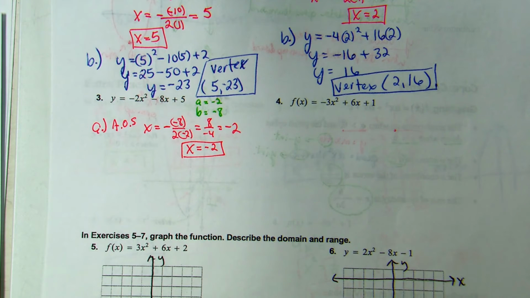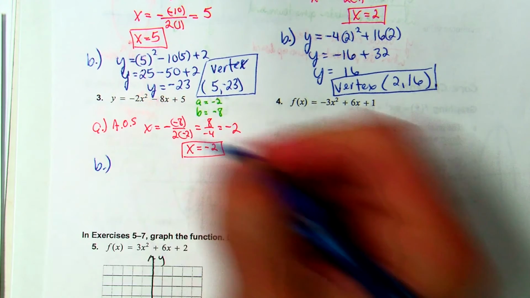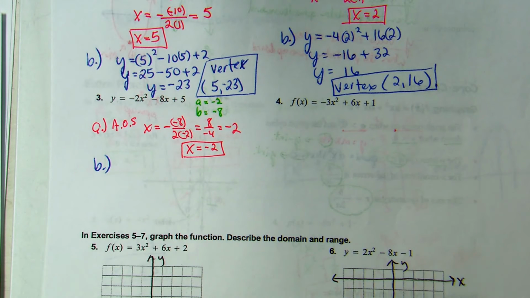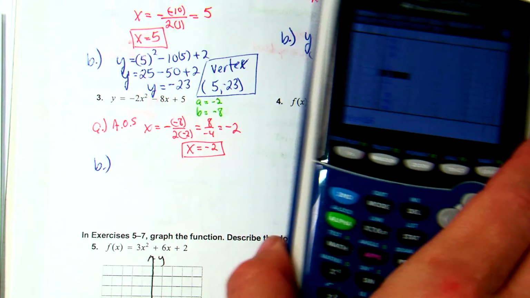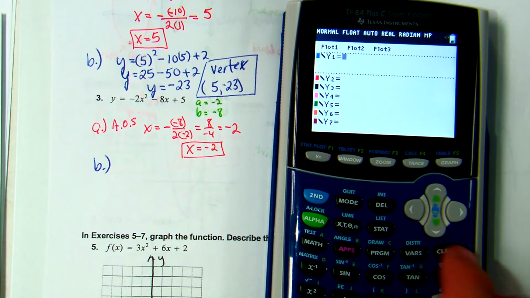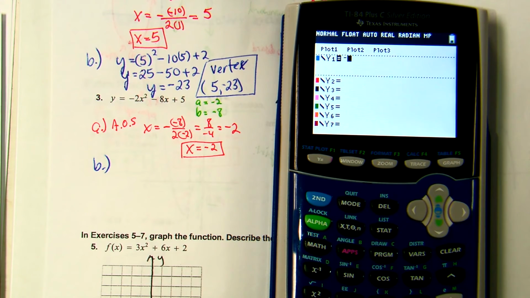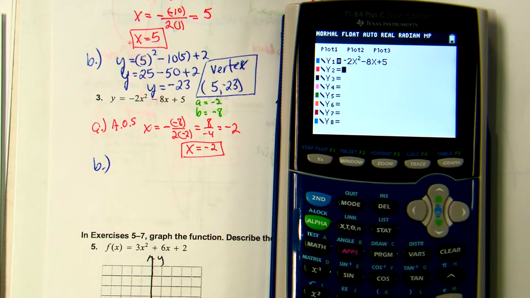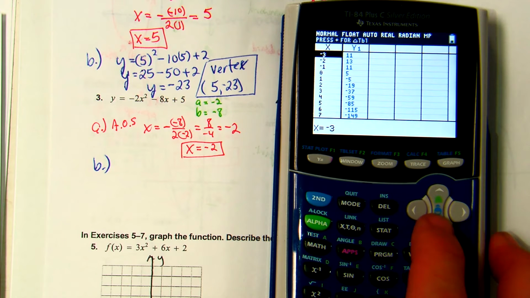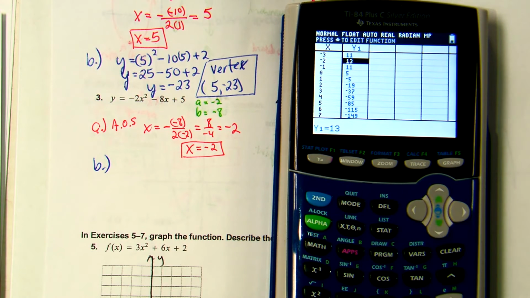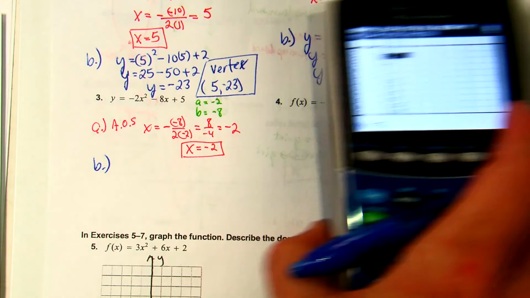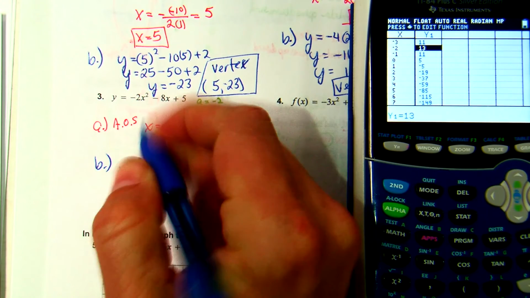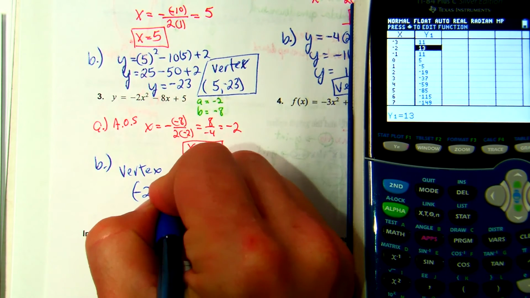Then from there, I can find the vertex. Let's do it in the calculator just so that we get some practice doing it that way as well. So let's go and put this in the calculator. Y equals, I'm going to clear that other function out. I'm going to have a -2x squared minus 8x plus 5. And then I'm going to go to my table, second graph. It takes me to the table. I'm going to look at -2, and the y value at -2 is 13. So I know that the vertex is at -2, 13.